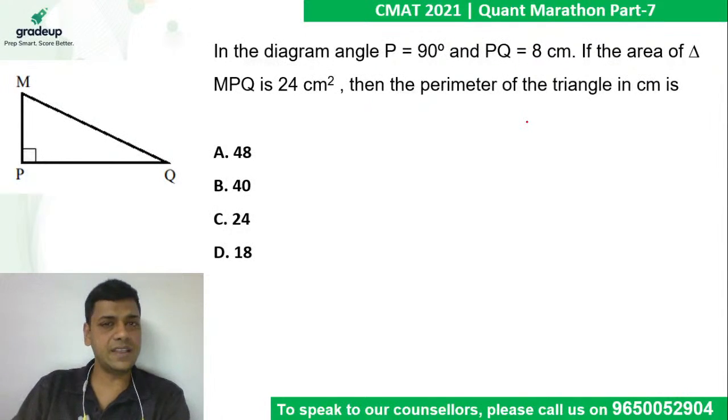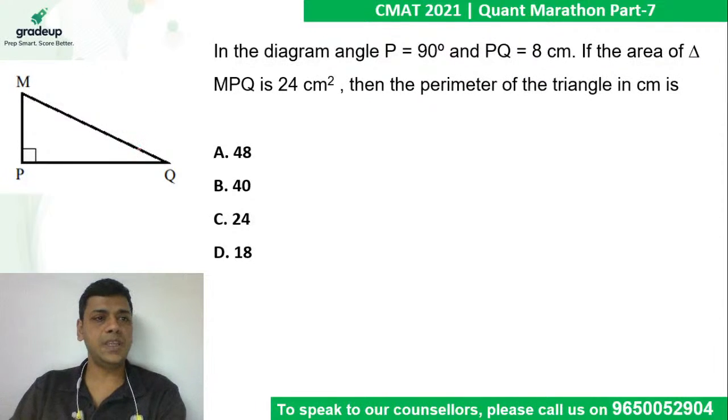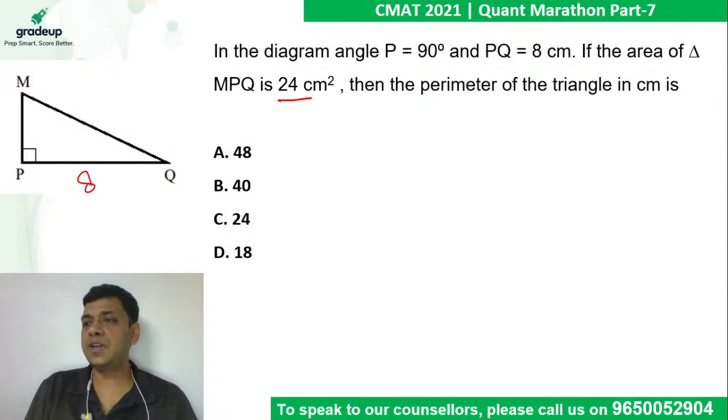Okay, try this one. In the figure, there is a right angle triangle which is given to you. One of the sides is given to you, PQ is 8, and the area of this triangle is given as 24 centimeter square. We have to find the perimeter of the triangle.